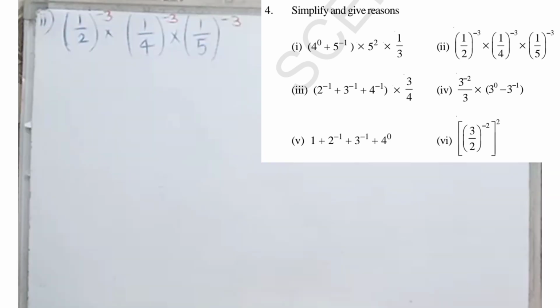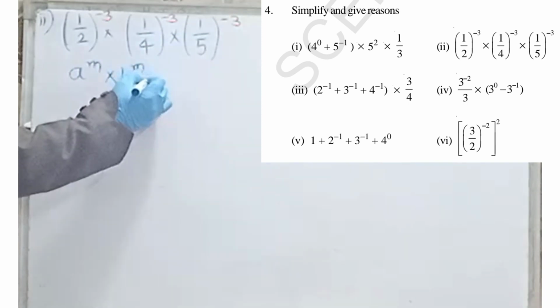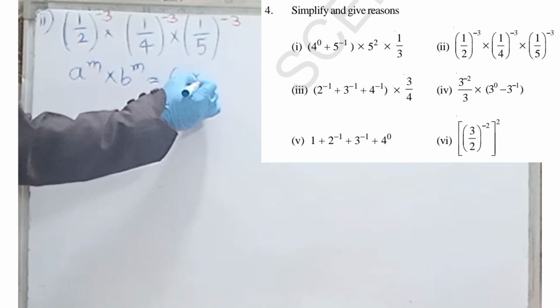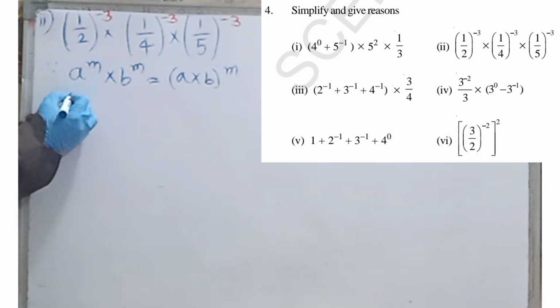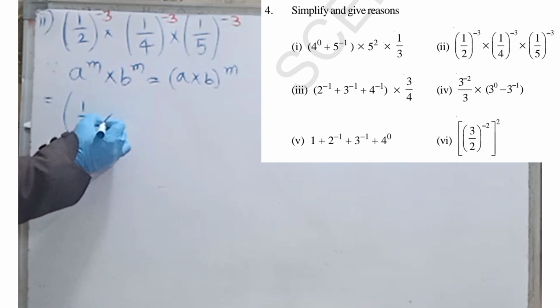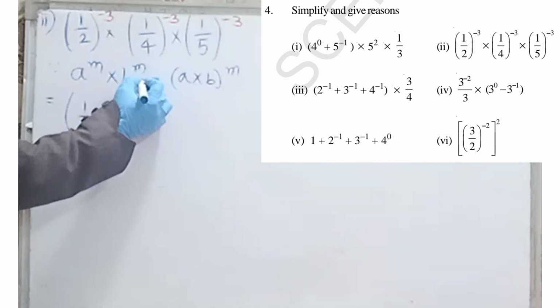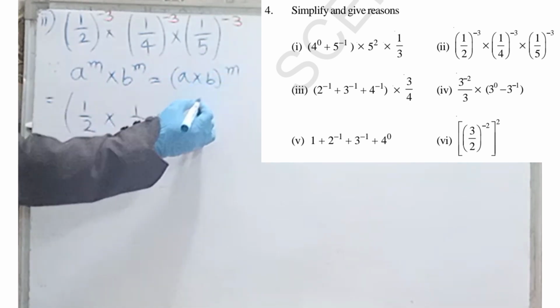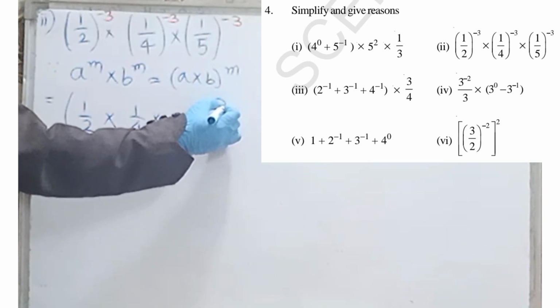Okay, students. In the next question, we have bases different but powers same. So we will use the formula of powers. That is, a power m into b power m can be written as a into b whole power m. So we'll use this formula here. That is 1 by 2 into 1 by 4, and one more we have, into c power m. If we have, we'll write c also. So 1 by 5 whole power minus 3.